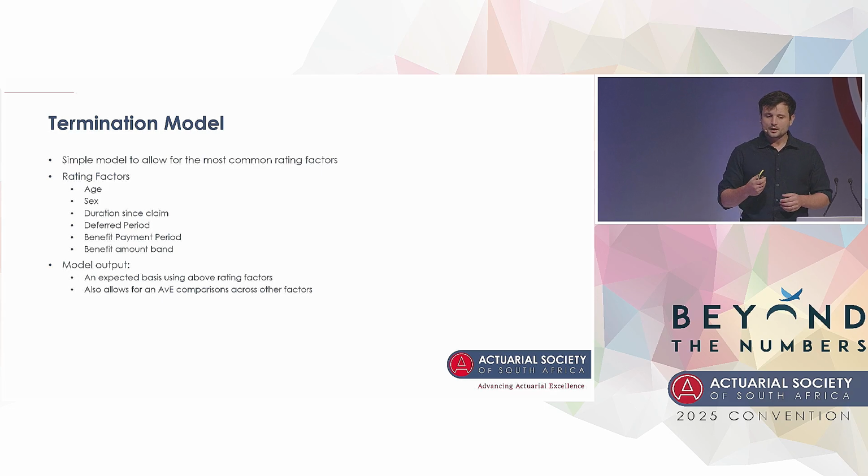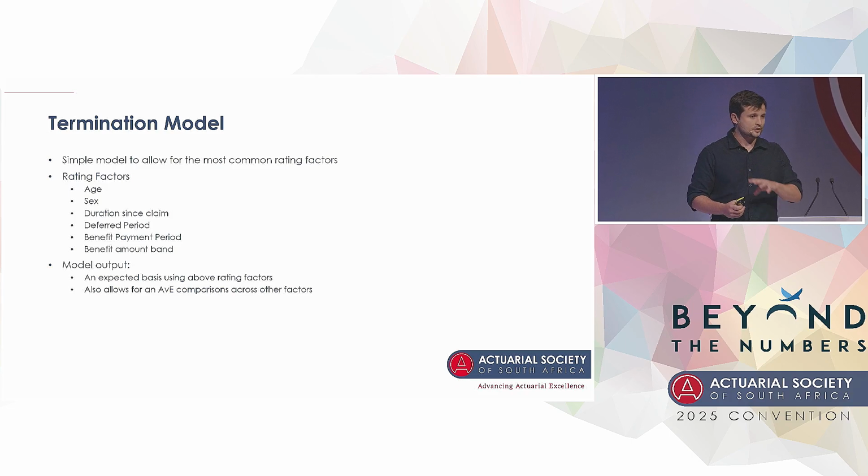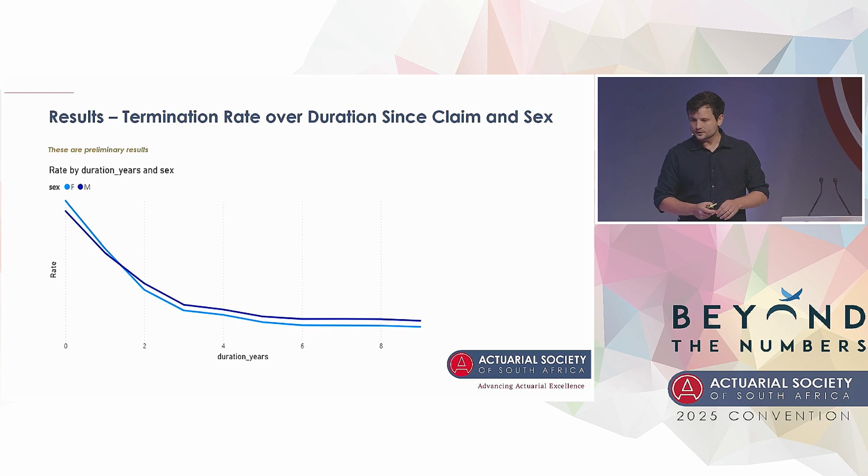Okay. And then what this model gives us is an expected basis that controls for these things. So what we can look at is the kind of rates that the model outputs for these factors. And we can also look at the residual, so the A versus E, actual versus expected, over certain factors that we haven't modeled for. That should give us a good indication of what is happening and what we're seeing in the data. So over to the results then.